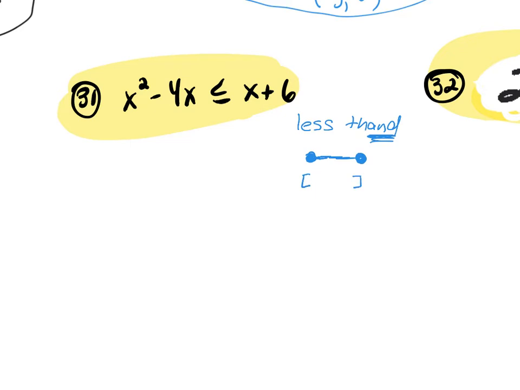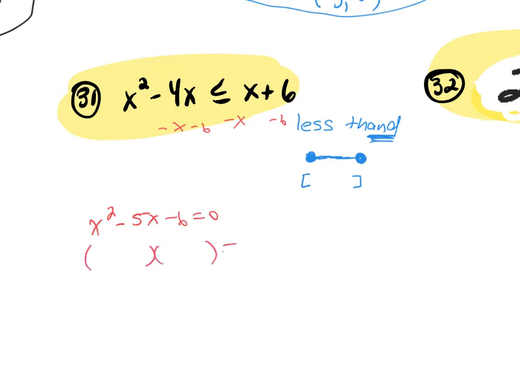Once you guys have that set up, now you just treat it like it's an equation. I'm going to subtract x and subtract 6 from both sides. So I have x squared minus 5x minus 6 equals 0. I'm just going to solve this. I have to find my critical points.